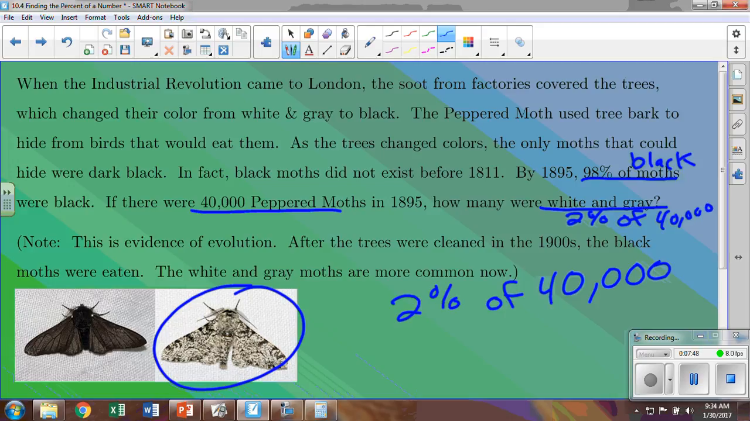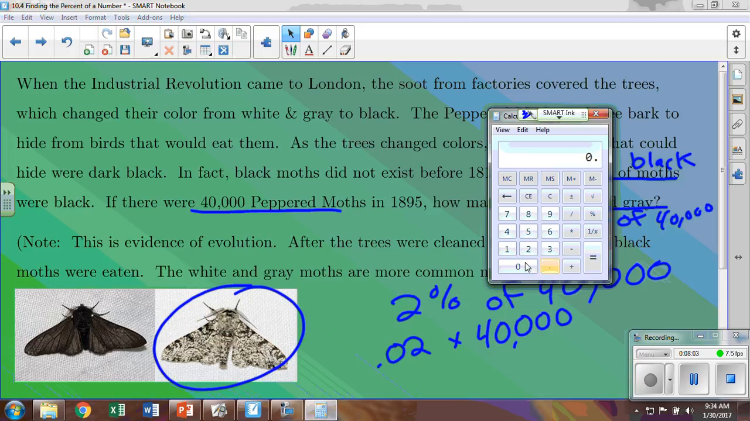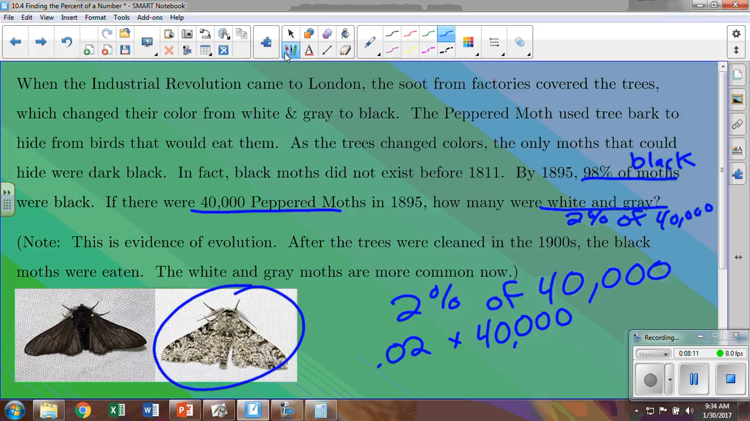Exact same kind of problem that we were looking at. We know that 2% can be written as 0.02. So 0.02 of 40,000. We can simply grab our calculators, helps out quick. 0.02 times 40,000. There, 800. So in 1895, there were about 800 of these white and gray peppered moths.